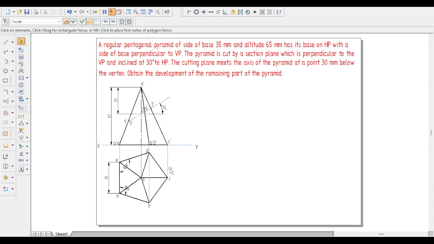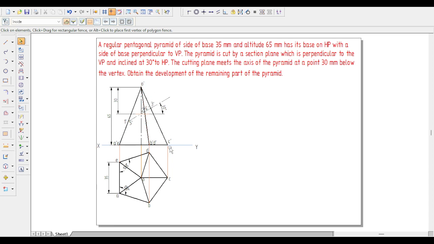The true length of a slant edge we can observe only when that slant edge is parallel to the XY line, or VP, you can say. Among all the slant edges in the top view, these are not parallel except O and C. So this is O dash and C dash. This is the slant edge. It is perfectly parallel to the XY line or VP, so this one we are treating as the true length.